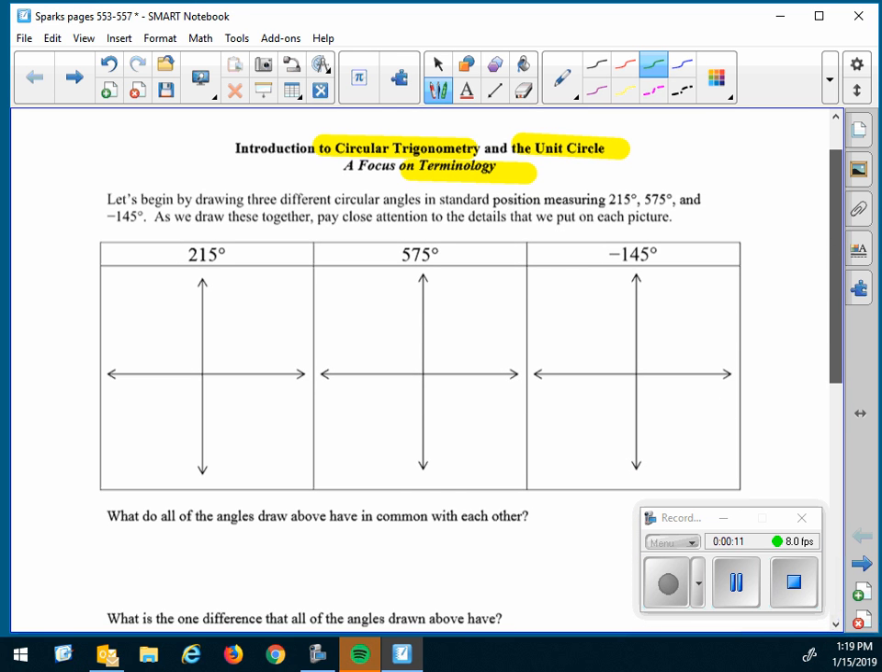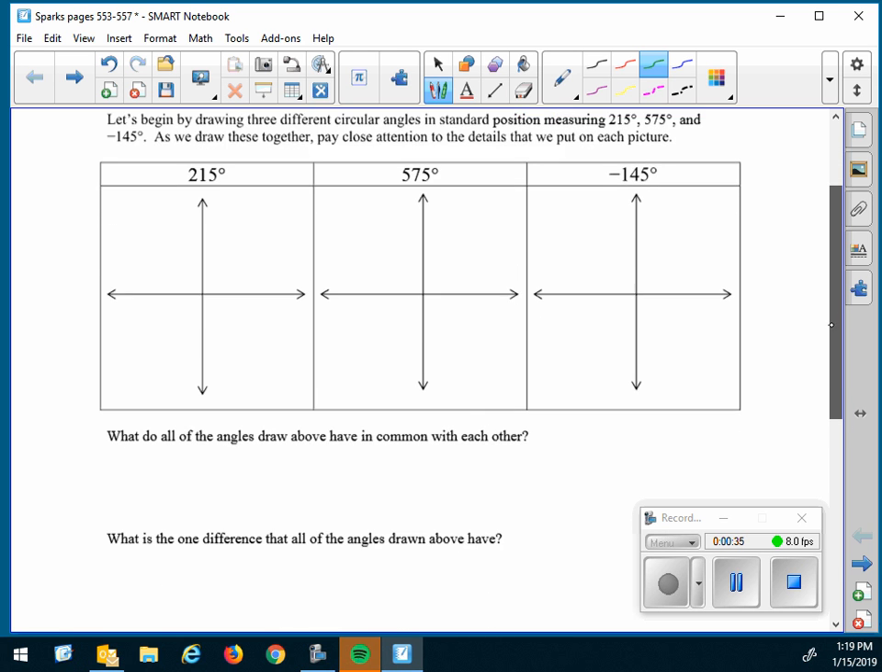Everything we've done with trig so far, in the whole week we've done trig, has been based on a triangle. You can also do trig using a circle. Today's lesson is really terminology. You've got vocab to learn. Here we go. First piece. We're going to draw those three angles.